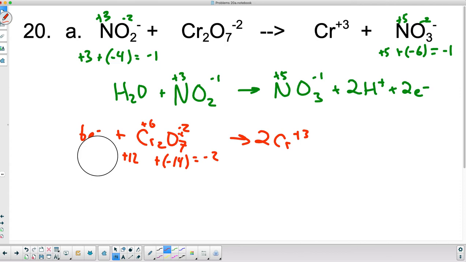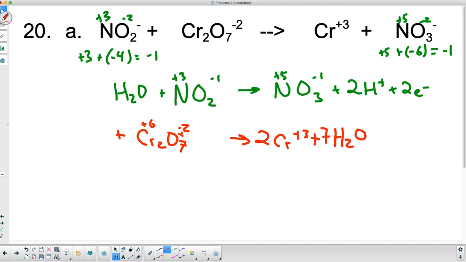Well, let's do that second. We'll do that after we get to balancing the waters, because we're going to need 7 waters on this side, which means we're going to need 14 hydrogen pluses on this side, and then we're also going to need 6 electrons on that side. For what I said before, 2 times +6 is a +12, like this. Over here, 2 times a +3 is a +6. So I need, on the left-hand side, 6 minuses to get these two to be the same.